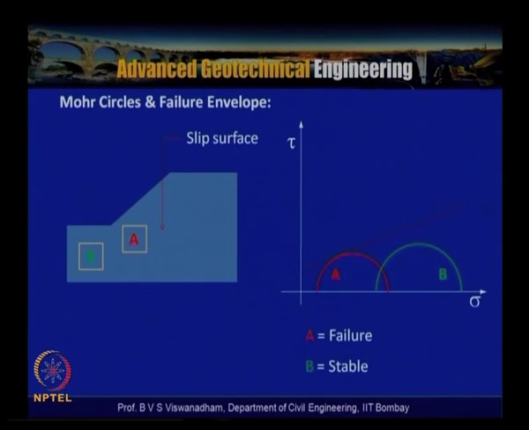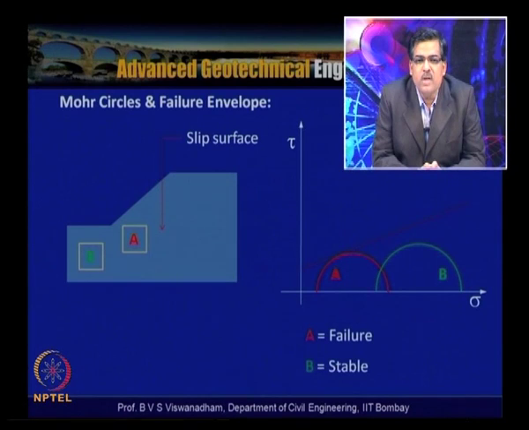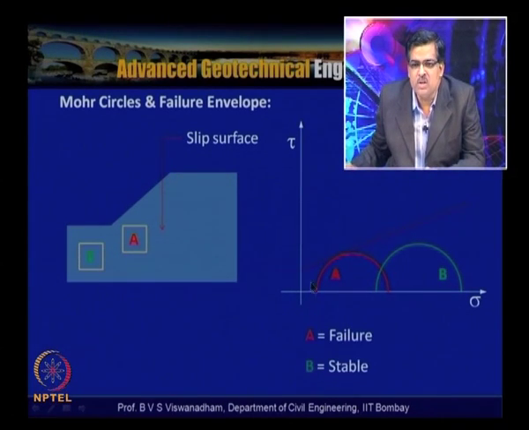So let us consider some typical examples of how we can construct Mohr circles and failure envelopes. If you look at this, we have two Mohr circles, circle A and circle B, and a line which is the Mohr-Coulomb failure envelope, indicated as a straight line. This indicates that circle B is stable, though it has stresses more than circle A, whereas circle A is at failure.